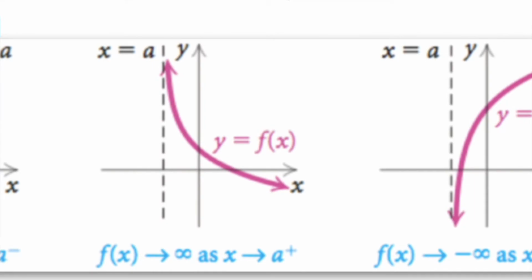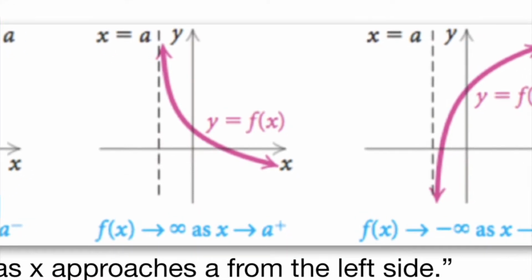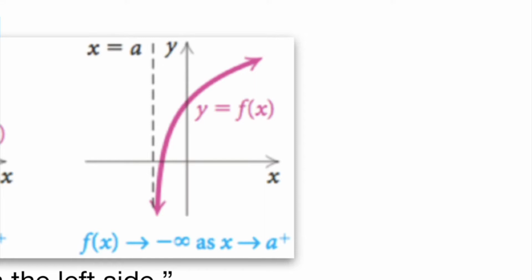You could say that f of x approaches positive infinity as x approaches a from the positive side. Or the last combination of these things, you could say that f of x approaches negative infinity as x approaches a from the positive side here.